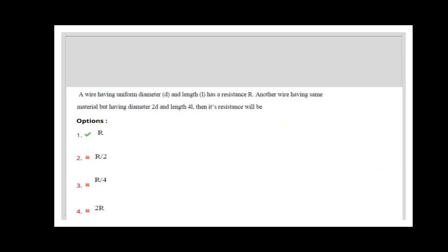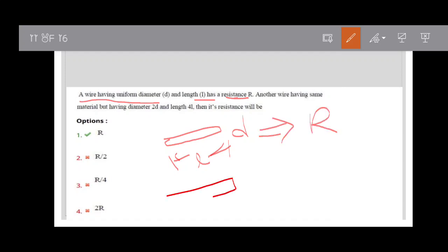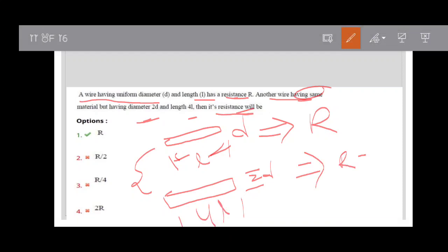Now let's see the next question. Here the question given, a wire having uniform diameter, assume d, and total length L, has a resistance R. Another wire of the same material, but having diameter 2d and length 4L. Then what will its resistance be? He is asking what the resistance is, if a wire of diameter d and length L has a resistance R, then for the same material having diameter 2d and length 4L.